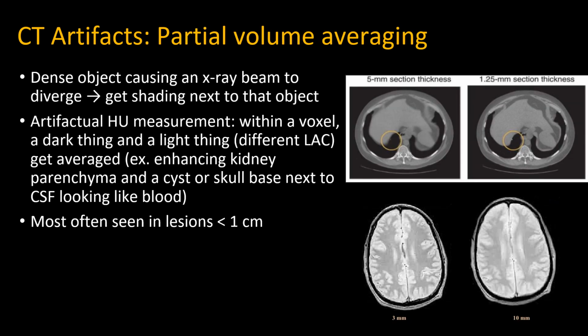The first artifact that we'll cover is partial volume averaging. This occurs when you have a dense thing next to a not dense thing, and the computer averages the two together. This is most often seen in small lesions, less than a centimeter in size. The fix is to make thinner slices. These will be noisier, but you can acquire thinner slices and then add them together.